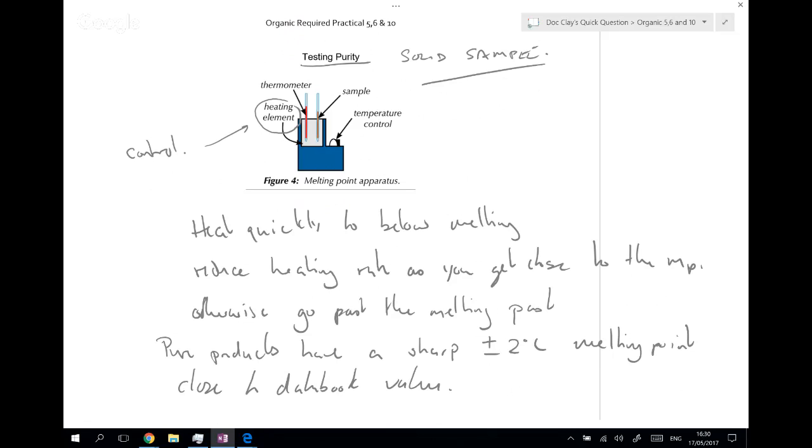Okay, so I think that covers the key points for practicals 5, 6, and 10. Those, like I say, are the key points from the practical course that you've done. Most likely to come up in paper 3, but don't be surprised if you get asked those sorts of questions embedded across your paper 2 as well. They're not going to appear in your paper 1, because paper 1 is, of course, your inorganic chemistry.